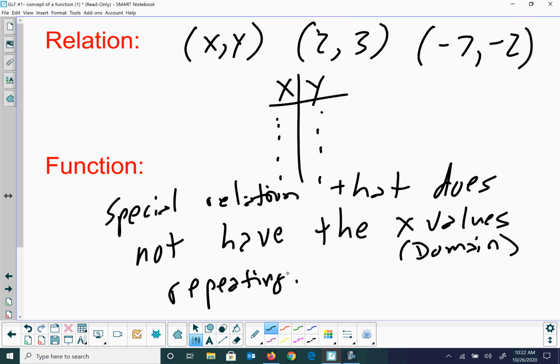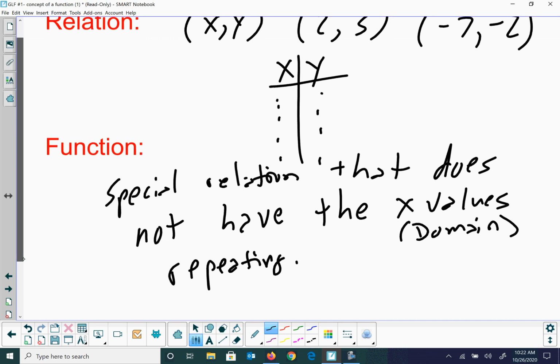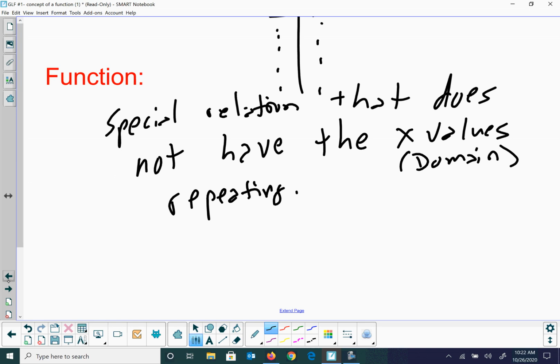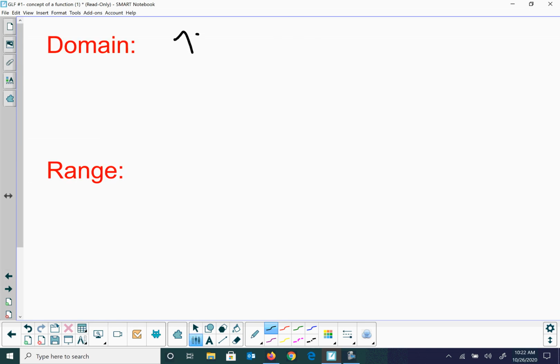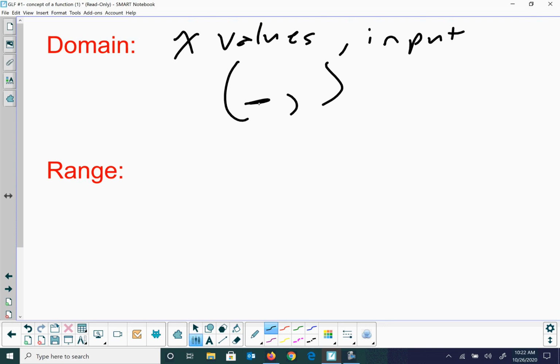Okay, so if you were to look at a list of things, or you look at all your x values at a bunch of points, none of the x values would repeat. That means it would be a special kind of relation called a function. So the domain are the x values. We call those sometimes the input. If you had a point, your x values would be the domain.